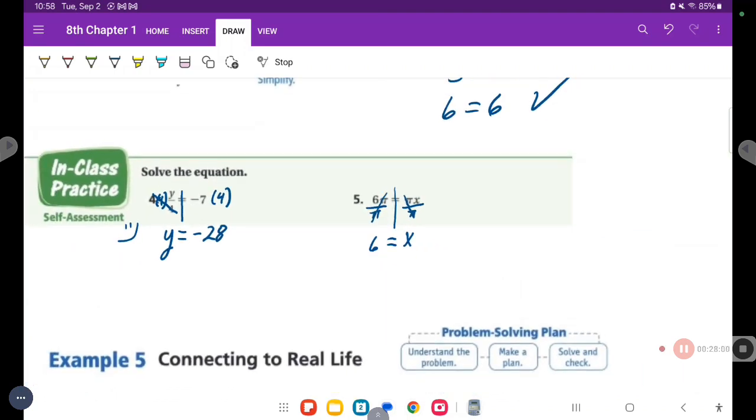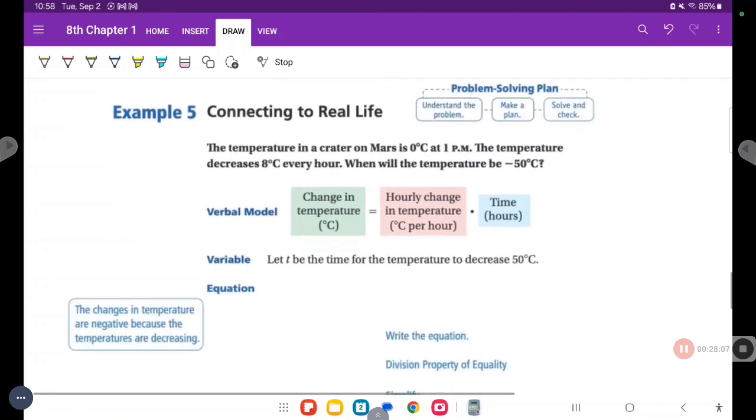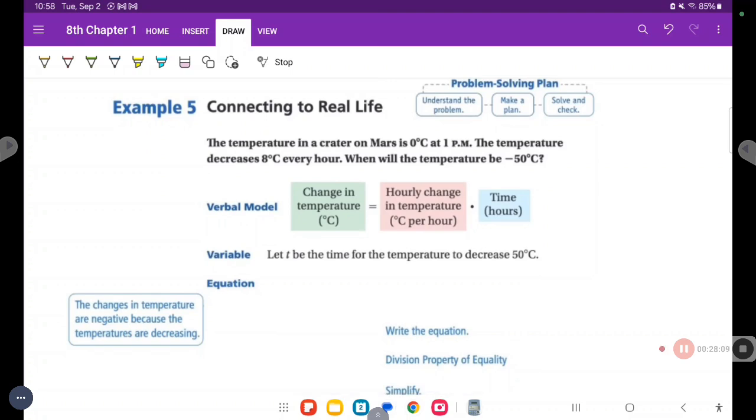Hey, let's connect this to real life, shall we? The temperature in a crater on Mars is 0 degrees Celsius at 1 p.m. The temperature decreases. Is decreases a positive or a negative? Negative. It decreases 8 degrees Celsius every hour. When will the temperature be negative 50 degrees Celsius?